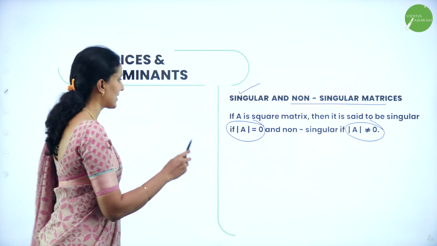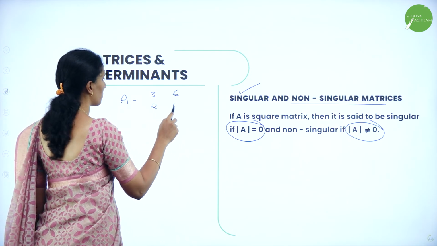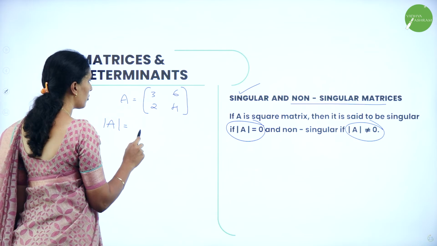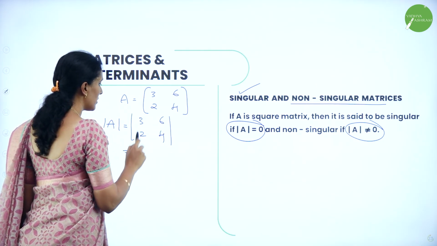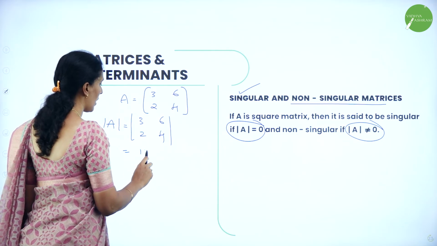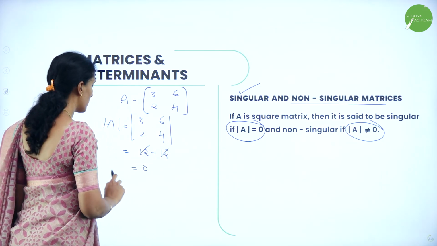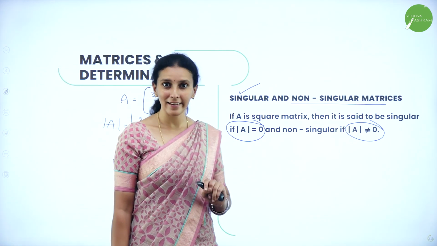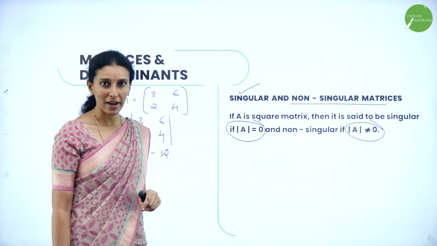So let me take an example. Let a matrix A be 3, 6, 2, 4. So let me find the determinant of A. Determinant of A means 3, 6, 2, 4. So that is 3 4s are 12 minus 6 2s are 12. So 12 minus 12 is equal to 0. So if the determinant of A is 0, we call it a singular matrix. So therefore here A is a singular matrix.